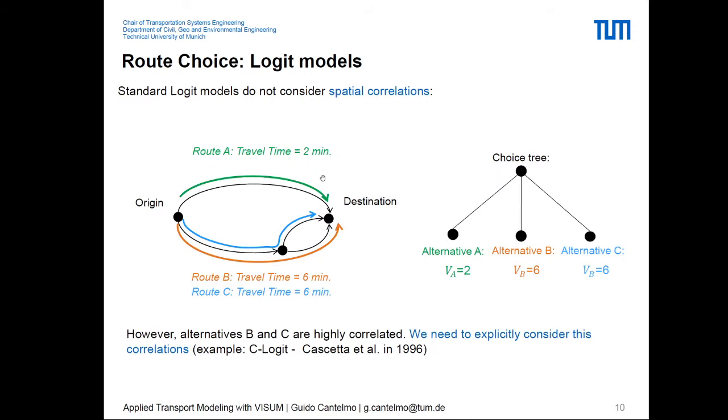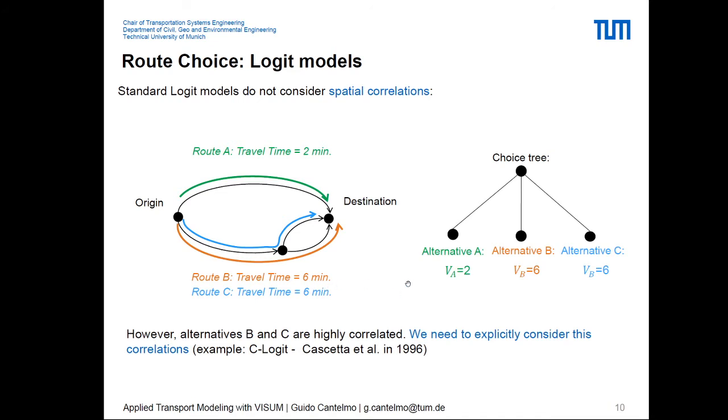So this is another example, as I was mentioning before, the slide wasn't updated, in which we have one origin and one destination, but we have three different routes connecting them, A, B, and C. B and C are pretty much the same route. They just split at the very end, and they have the same travel time, at least in free flow condition.